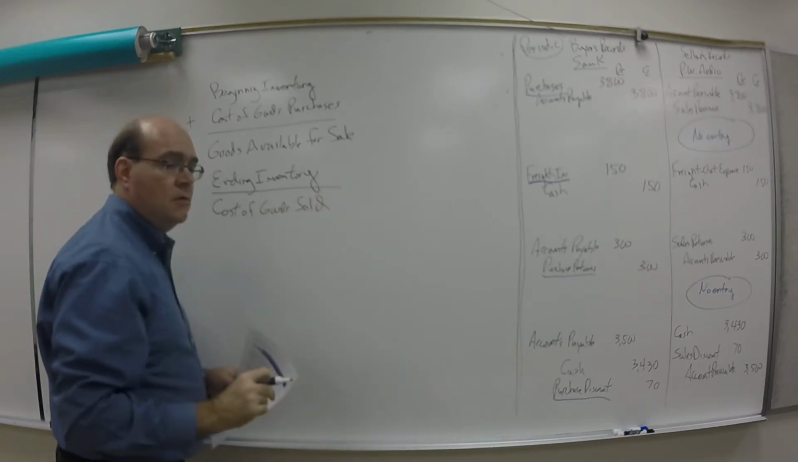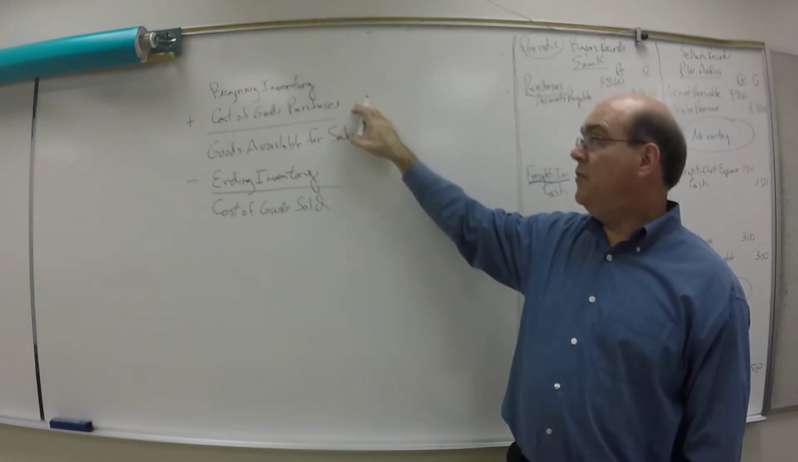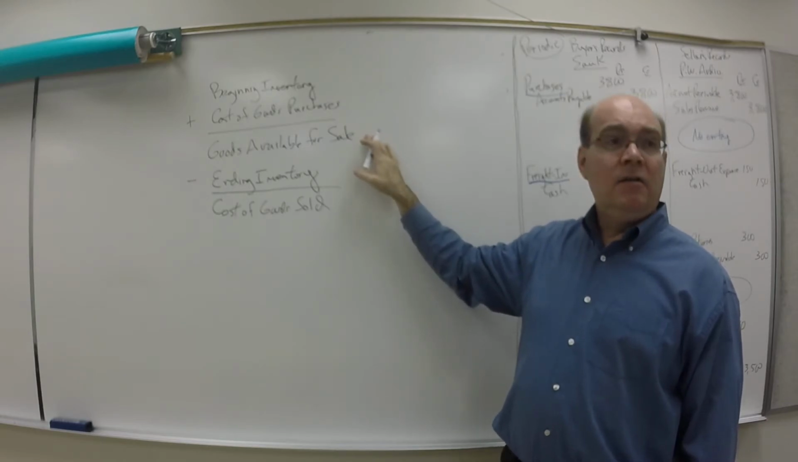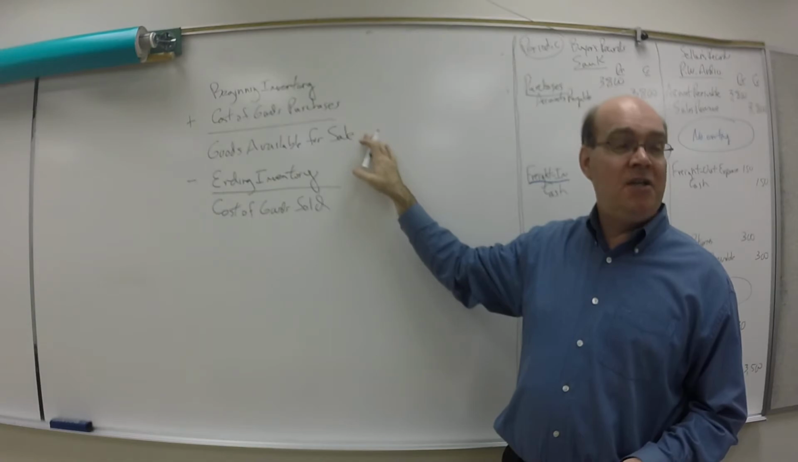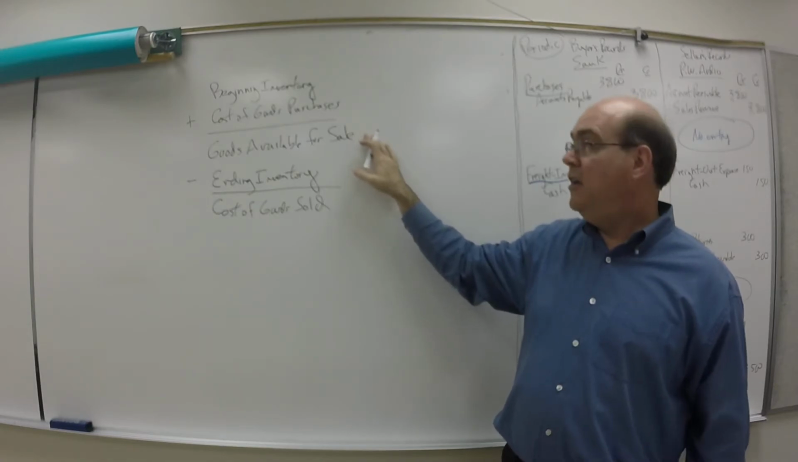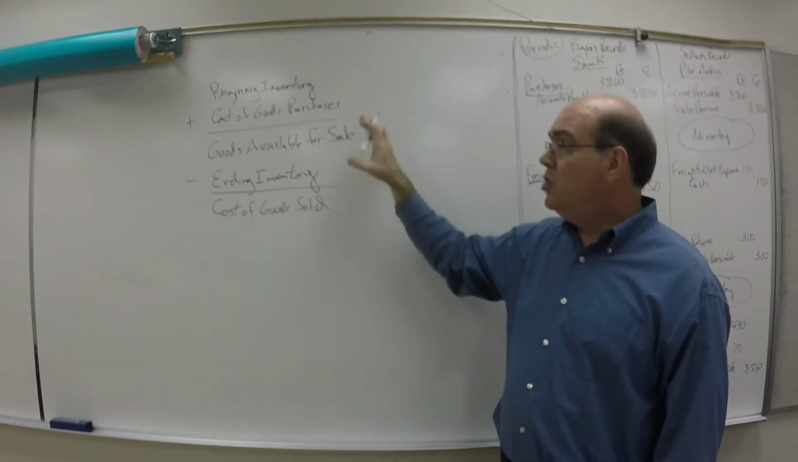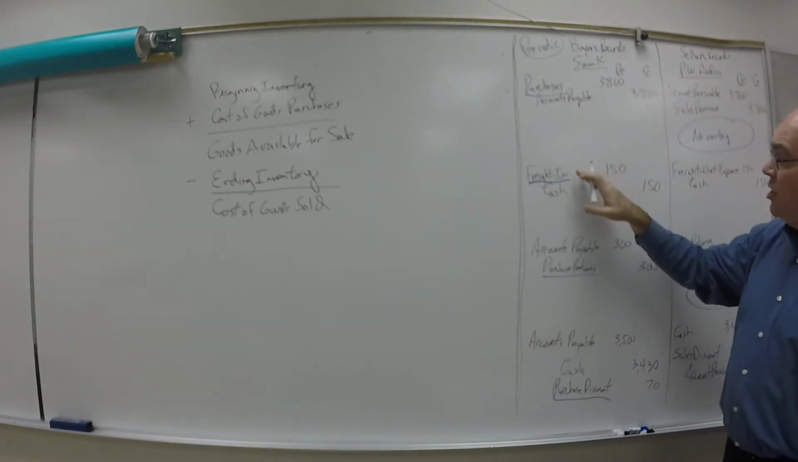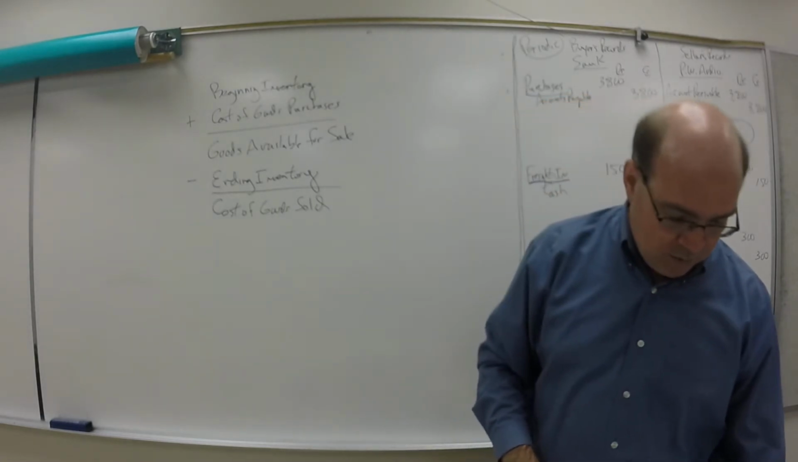If we know what we started with and the new stuff that came in, we know what we had available. When we go and count it, it's not there. We're assuming it didn't spoil or waste. In our happy little accounting world in this class, we don't have any spoilage or waste or theft or anything like that. We just figure that it left, so it must have been cost of goods sold. So you do this calculation at the end of each period using the information from these accounts, and that's how you come up with your cost of goods sold and your ending inventory number.